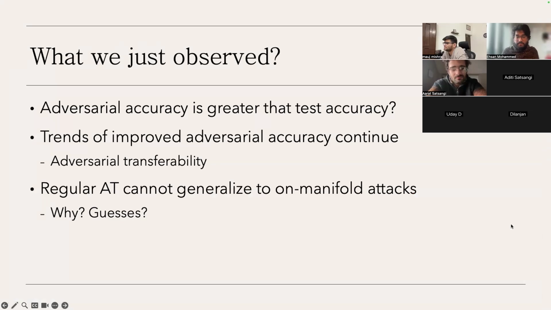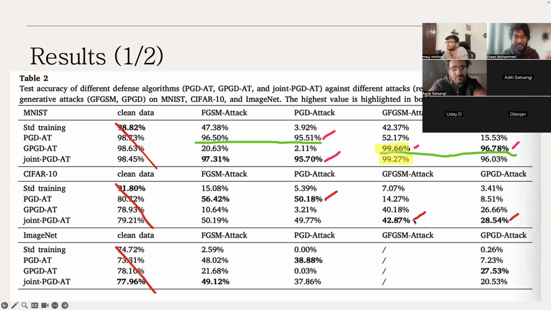The next one is, sorry, what is it? Regular adversarial training cannot generalize to on-manifold attacks. Oh God, I think even I'm forgetting that. Regular adversarial training cannot generalize to on-manifold attacks.